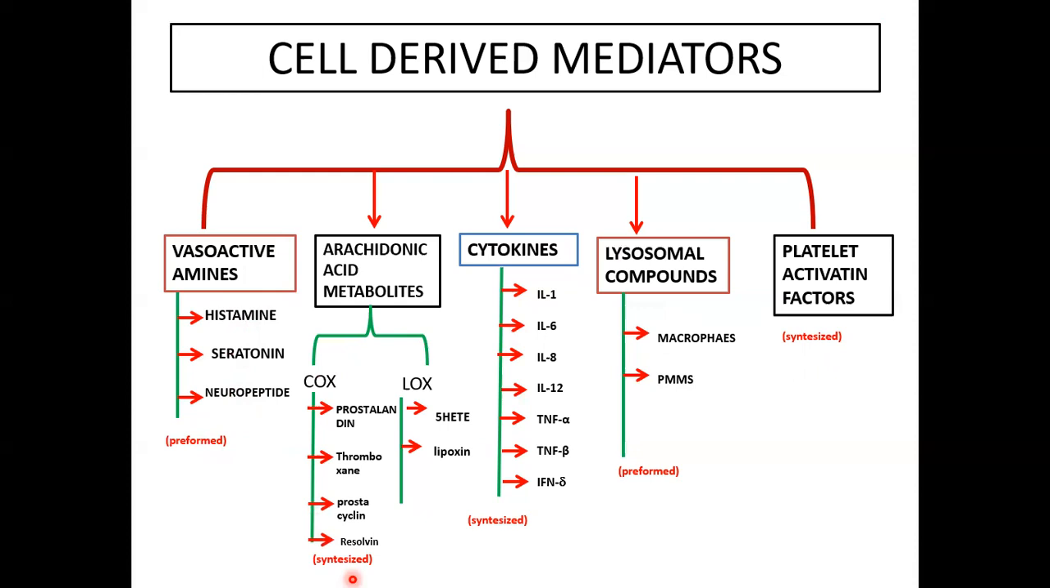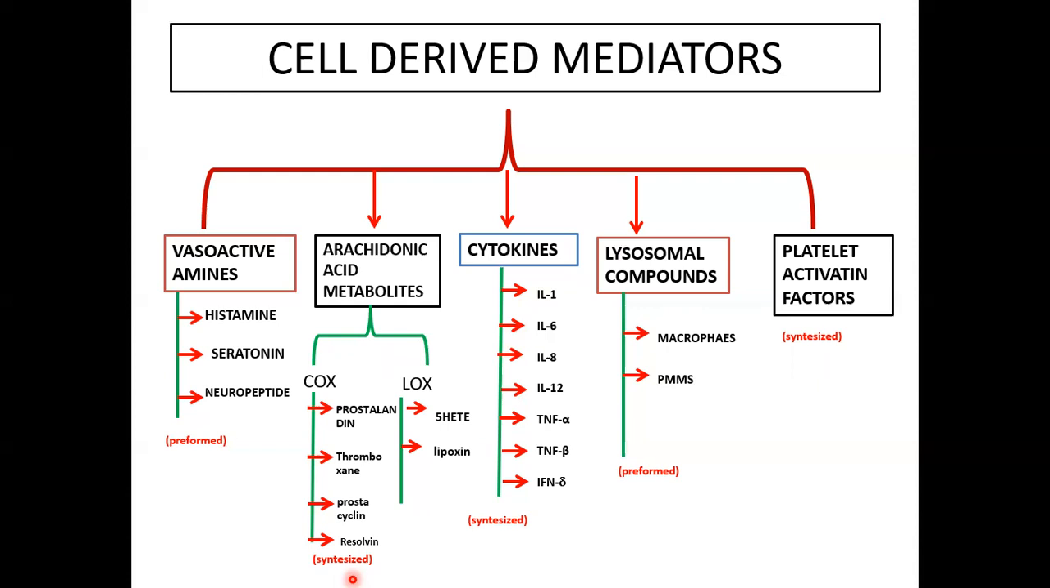MCQs maybe. Which of the following are preformed chemical mediators? Histamine, serotonin, neuropeptide, prostaglandin. Let me say it: which of the following is not a preformed chemical mediator? Histamine, serotonin, neuropeptide, and prostaglandin. Well, it's prostaglandin, because prostaglandin is synthesized. When you have inflammation, that is when it is generated. But the preformed ones are already there.